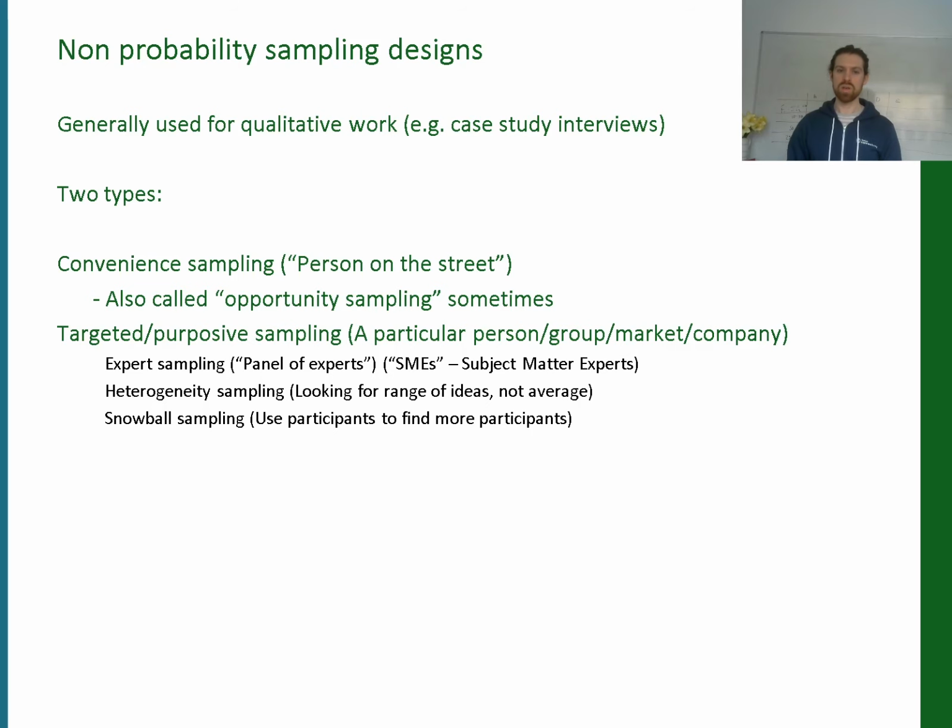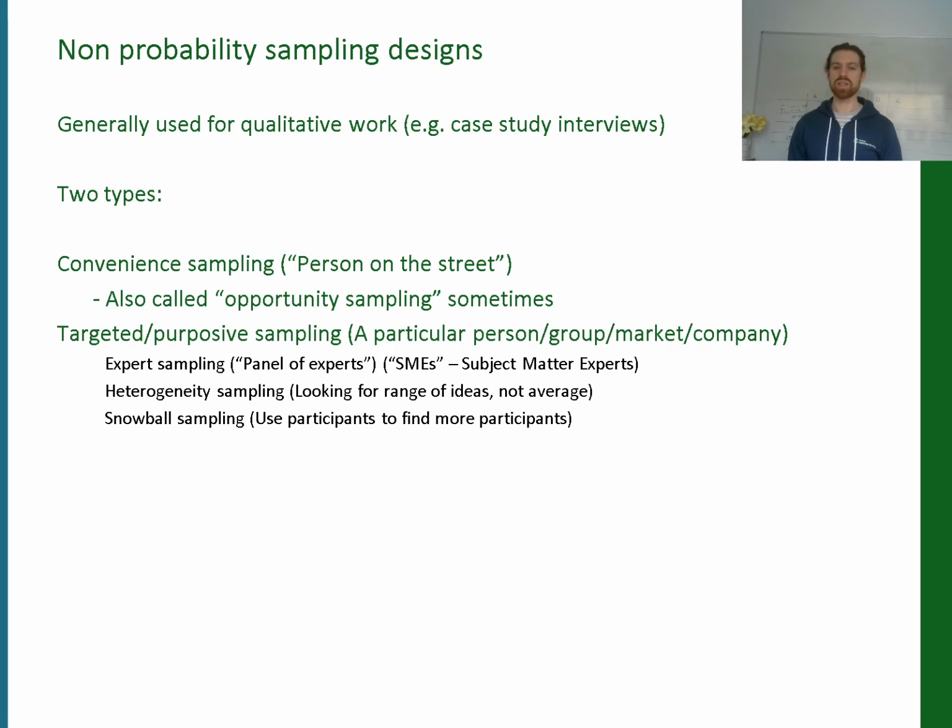Okay. So I think I've spoken about most of the different types of targeted purposive sampling approaches that you could have. So expert sampling, so subject matter experts, is also another very useful thing to do. That's pretty common in the risk analysis field when you just don't have scientific data to model all of the threats that you need. Heterogeneity sampling, so looking at a range of ideas, not just the average.